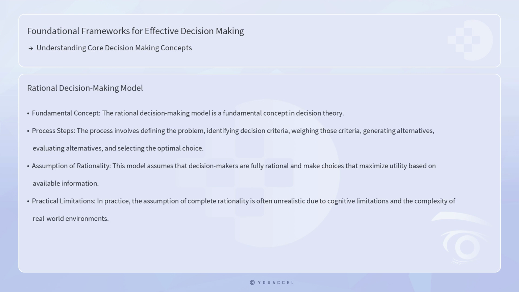The rational decision-making model is a fundamental concept in decision theory. This model assumes that decision-makers are fully rational and make choices that maximize utility based on available information. The process involves defining the problem, identifying decision criteria, weighing those criteria, generating alternatives, evaluating alternatives, and selecting the optimal choice. However, in practice, the assumption of complete rationality is often unrealistic due to cognitive limitations and the complexity of real-world environments. Despite this, the rational model provides a structured approach that helps in systematically addressing decision problems.